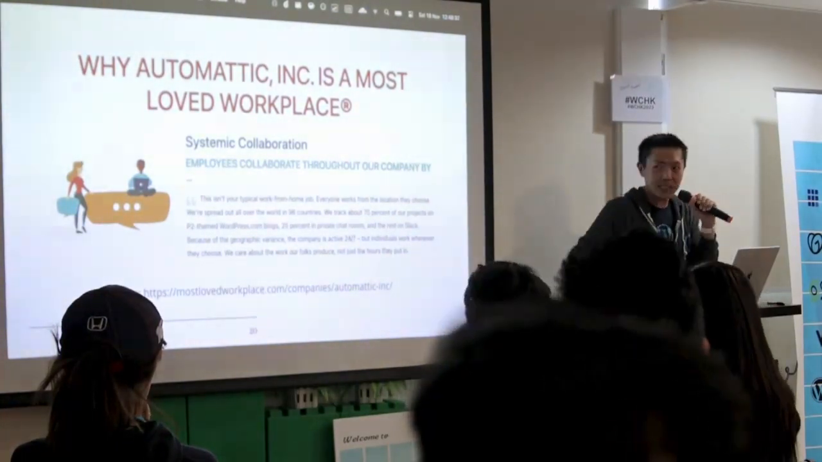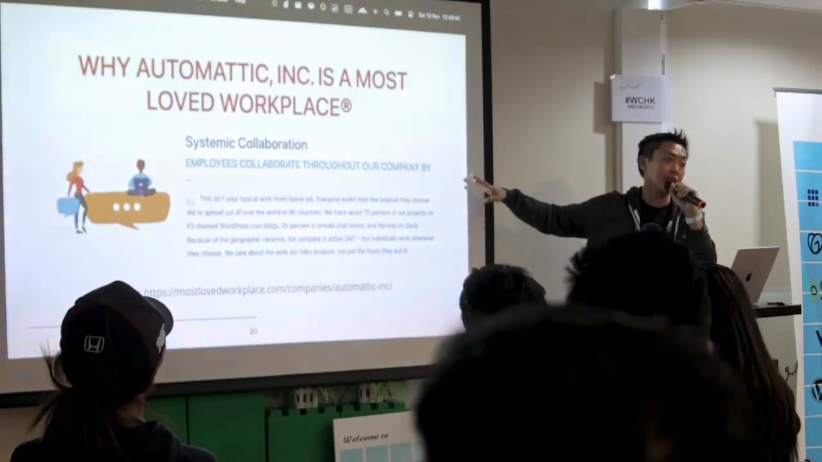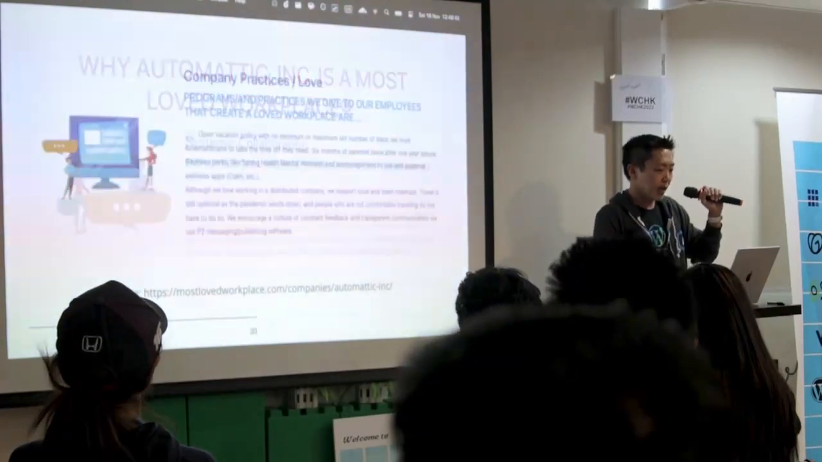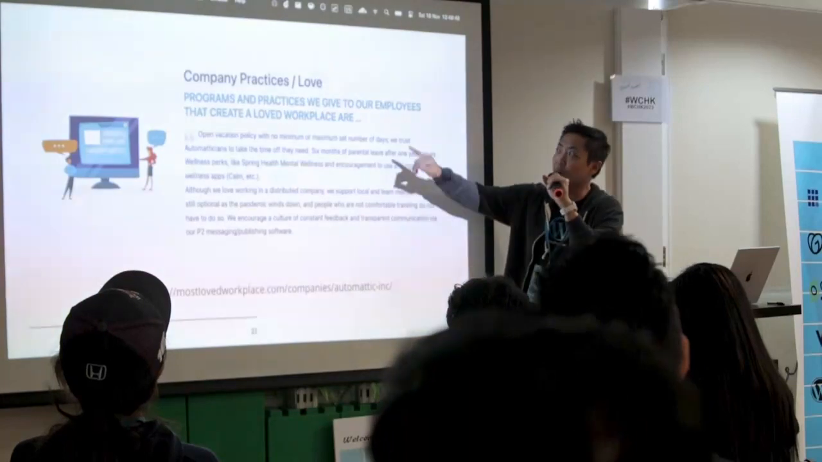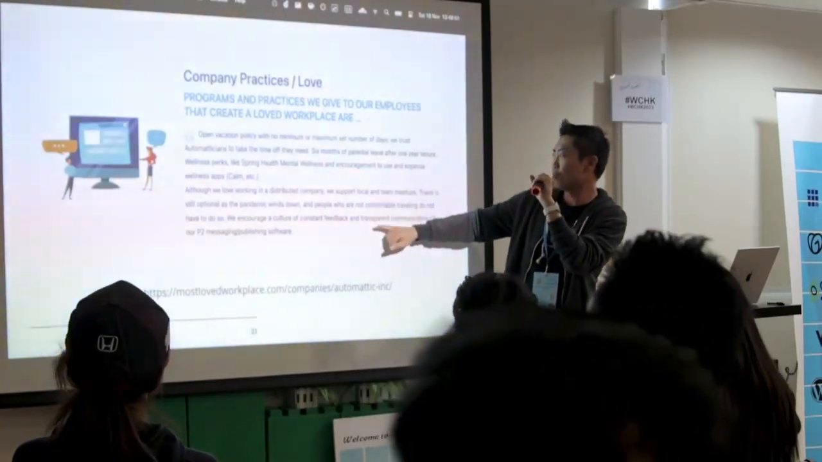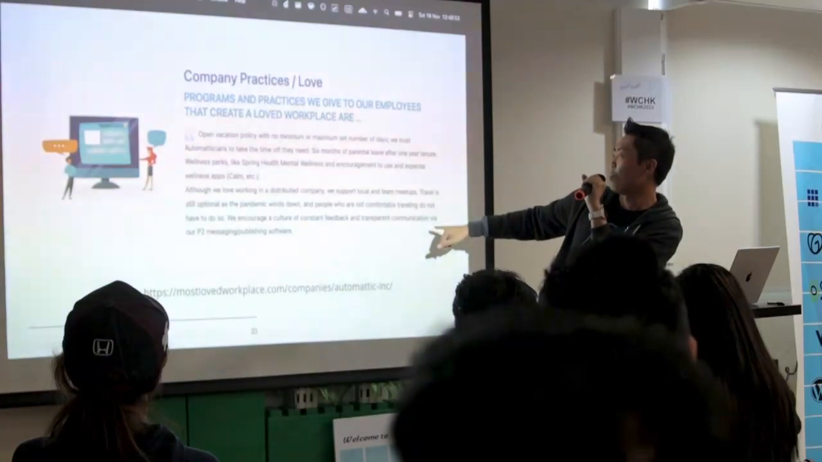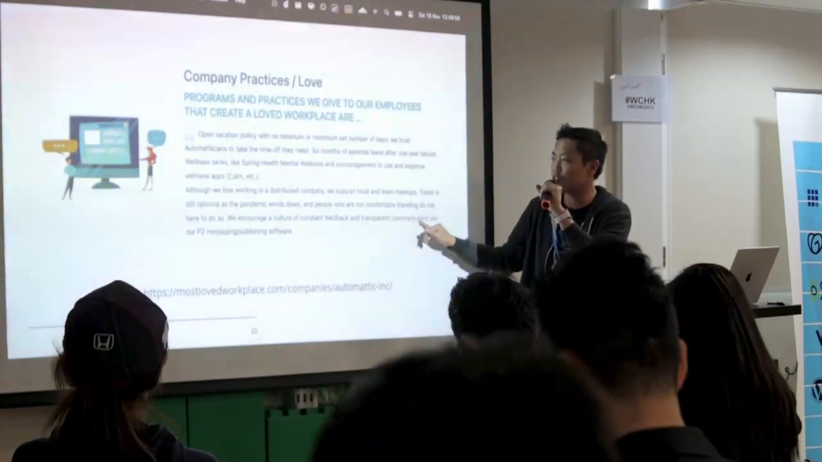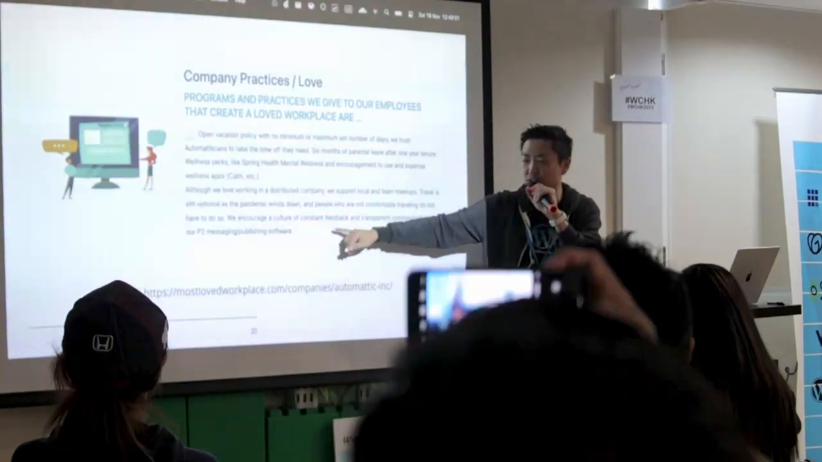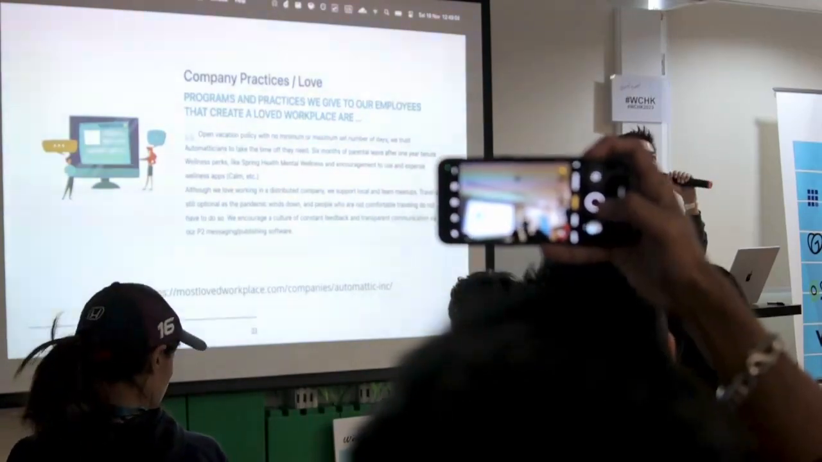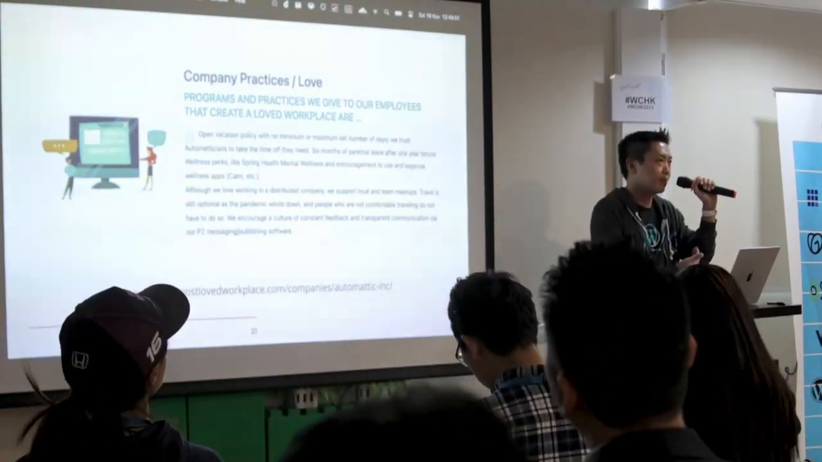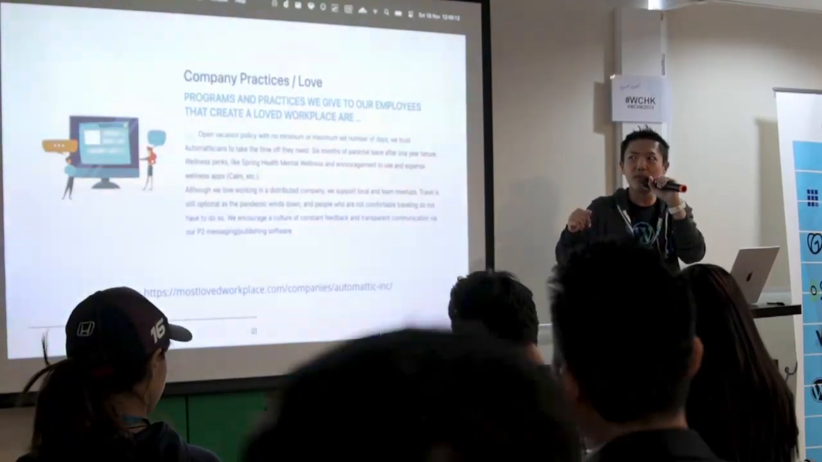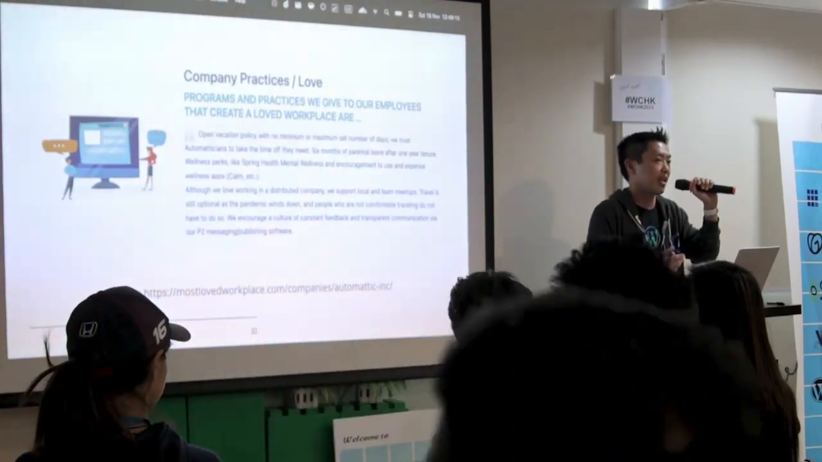Then this is the first point, systemic. It allows systemic collaboration in a distributed company where everyone works from everywhere. And then point number 2, this one is company practices love. We encourage a culture of constant feedback and transparent communication via our P2 messaging publishing software. So in a way, because of this system that we have in the company, we are able to build the company into a most loved workplace by the employee.